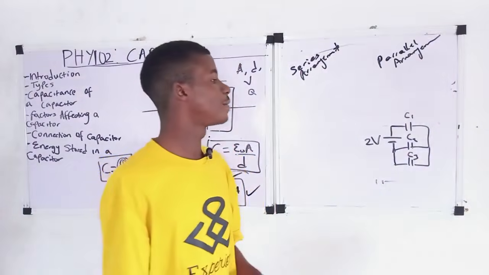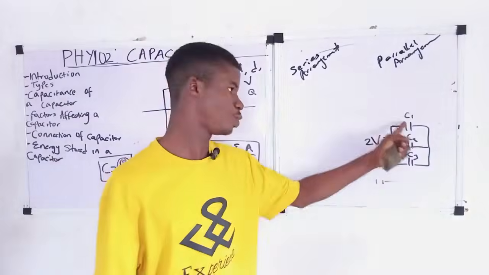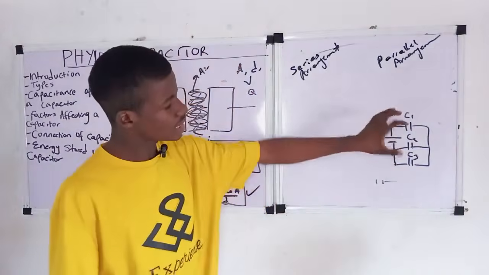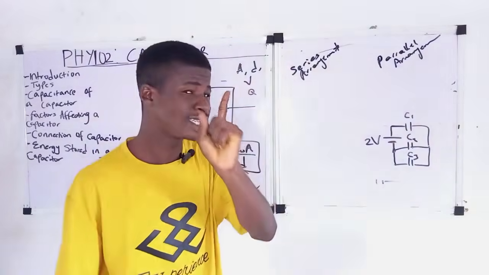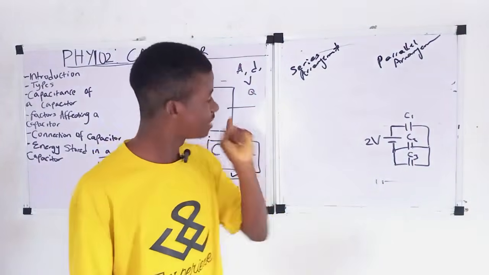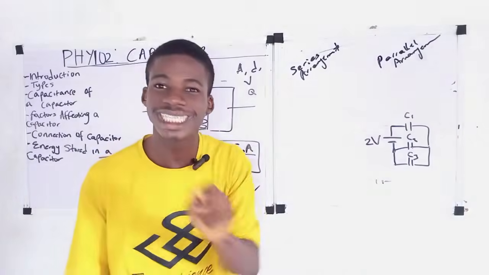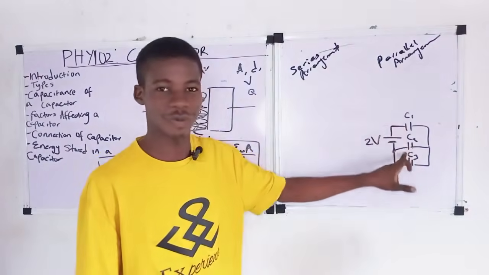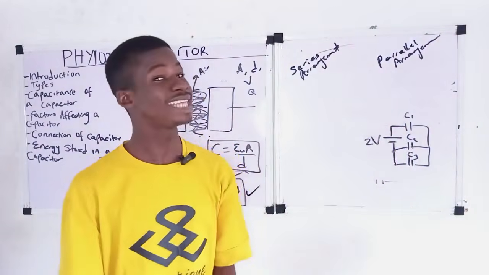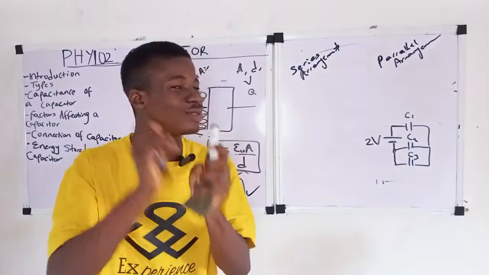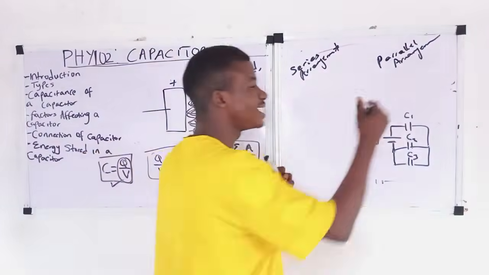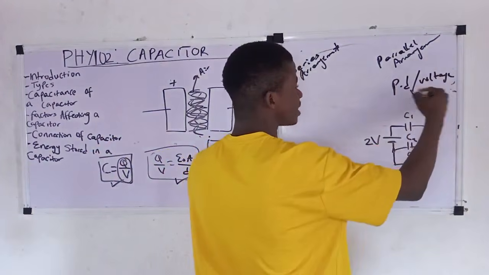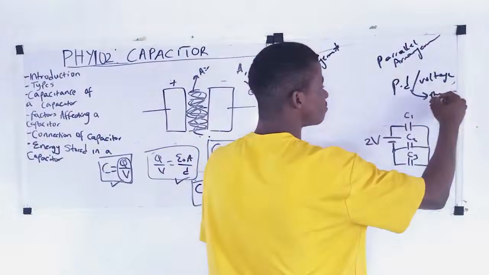So now, this is a parallel arrangement, right? How do you know a parallel? I've already told you guys. See that division. Now, please take note: in a parallel arrangement, the voltage in each of the capacitors is the same. Okay, that is in parallel. Please don't forget, your voltage, or you can say PD, remember voltage is the same thing as potential difference, is the same.